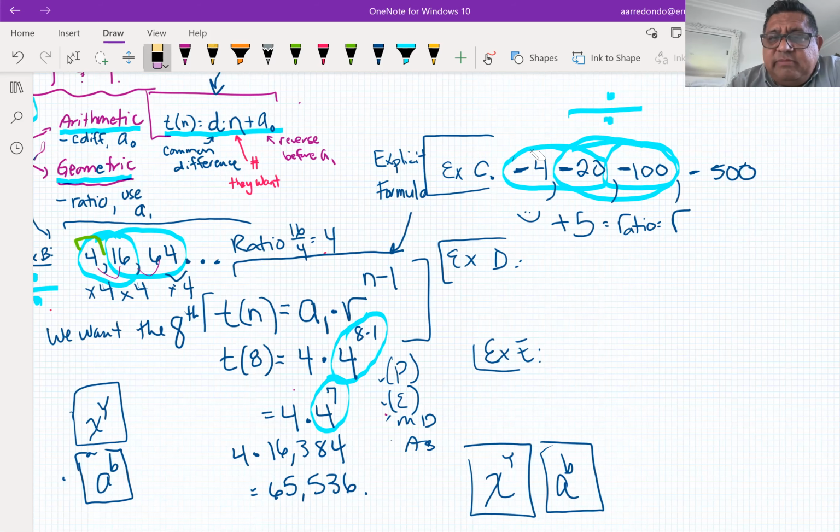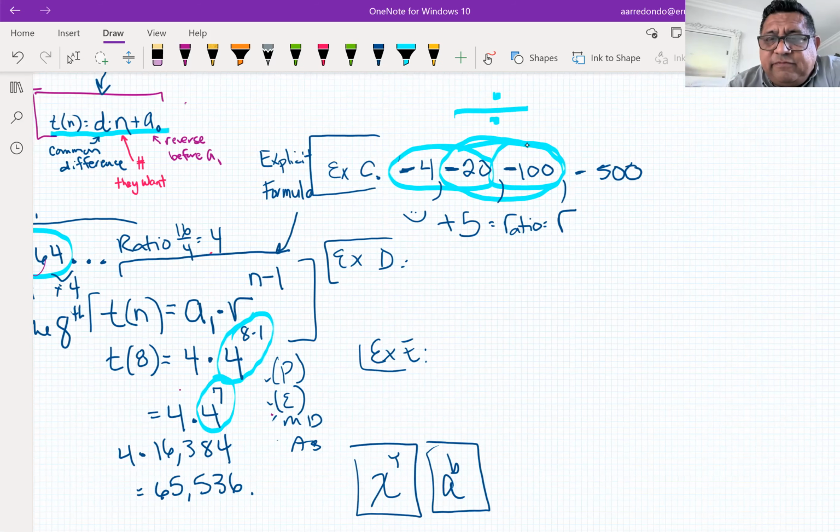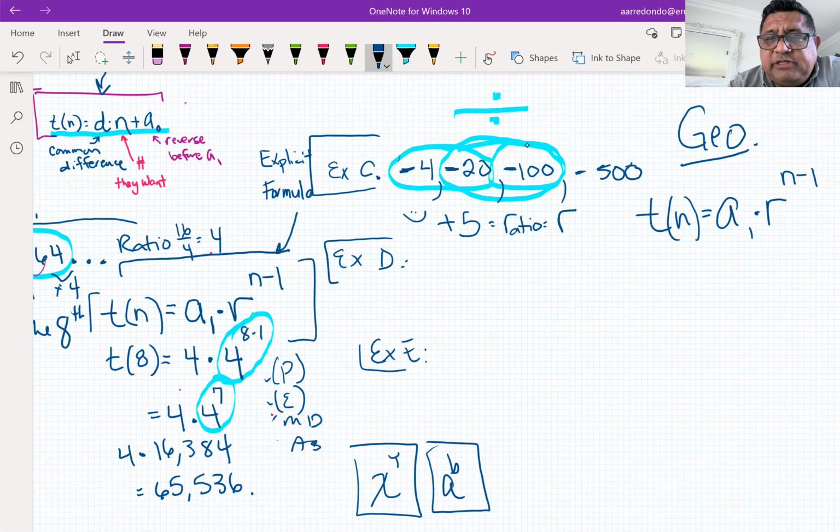Why don't we write the formula again, because it's good practice. T of n is the a sub 1 times the r raised to the n minus 1. Again, this is geo, geometric. Great question. What place are we trying to find? We're just going to follow the recommendation of the sheet, and we're going to find the 8th place.